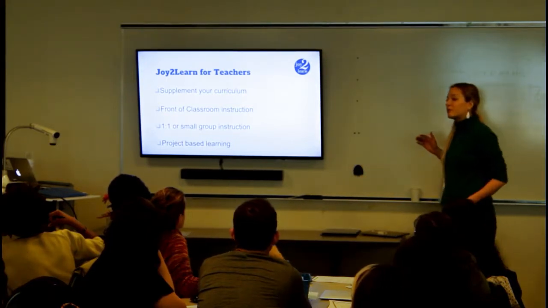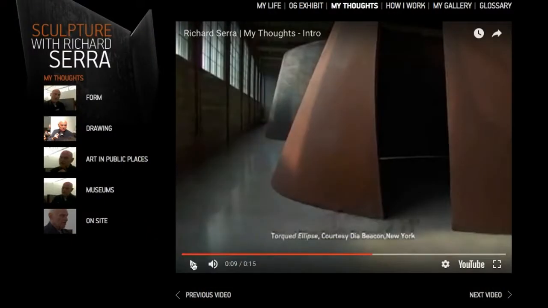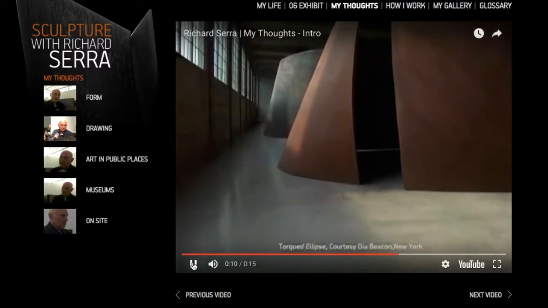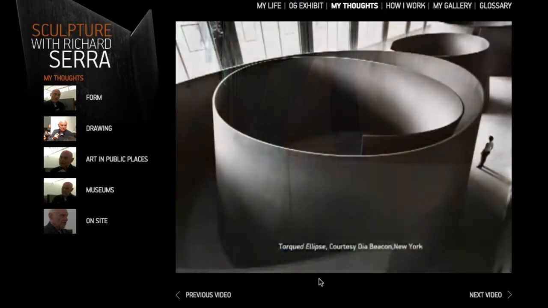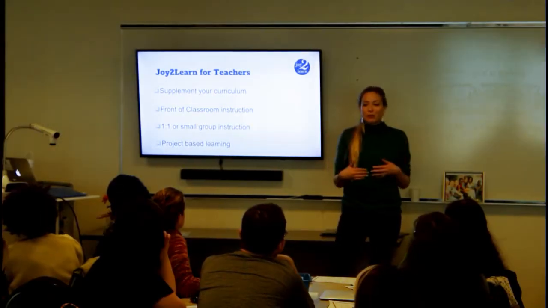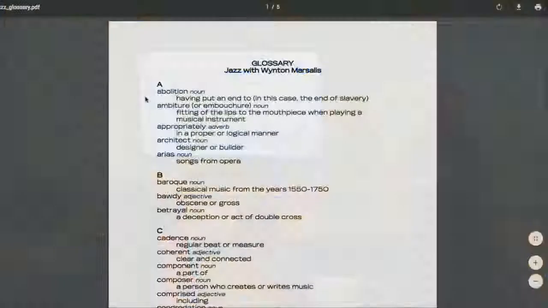Like with that Richard Serra one, for example, you can have kids working on angles, working on constructing these things. Their final project can be a physical construction of a sculpture. They can do that in a group. It can be over time.